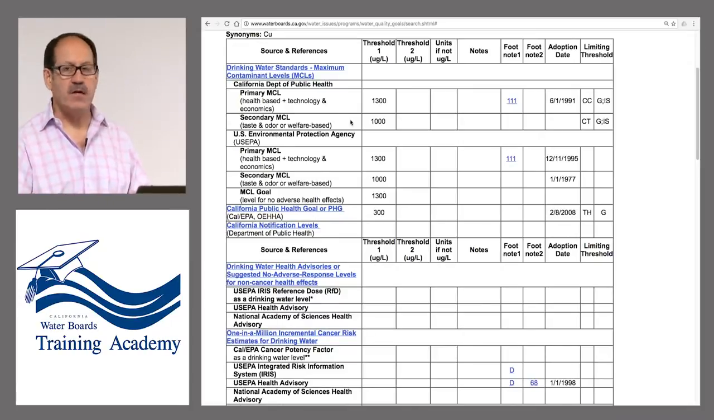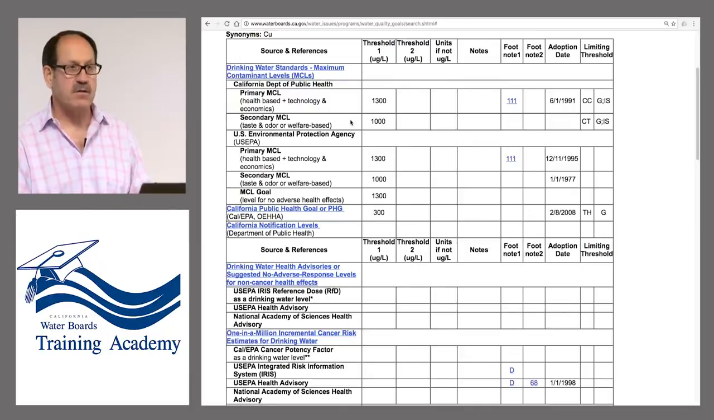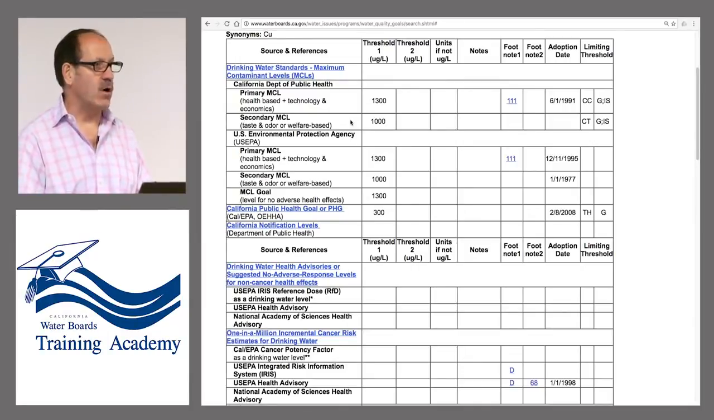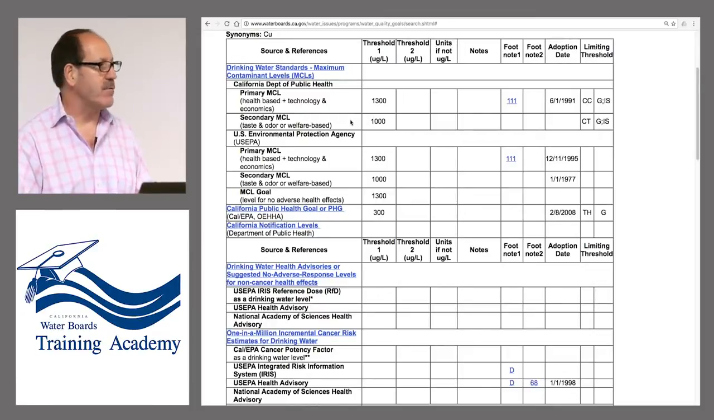Assume the units are micrograms per liter. If it's something different, like the EPA ambient water quality criterion for methyl mercury, which is a fish tissue number in milligrams per kilogram of fish tissue, if it's not micrograms per liter, you'll find something in this next column, the units column. There's a notes column. I'll come back to that in a minute.